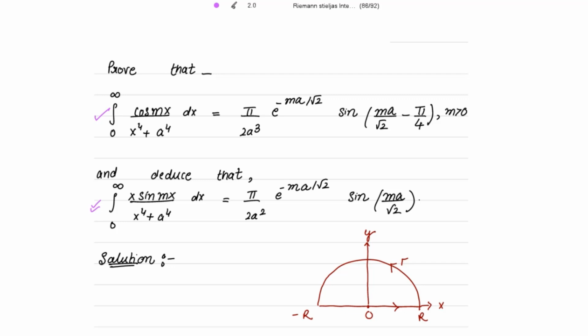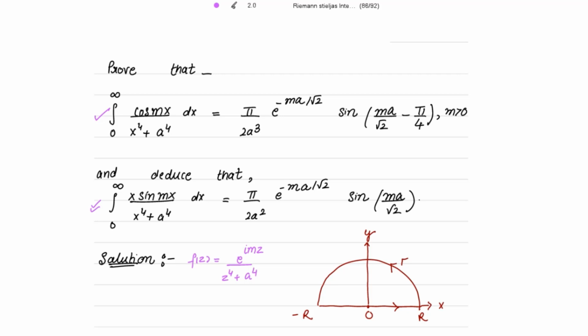As I have said earlier, I have to integrate f of z. Because I have cos of mx in the numerator, I write the numerator as e to the power iota mz, and in the denominator it's the same, z to the power 4 plus a to the power 4. Replace x with z. We will integrate f of z along C, where C is the contour consisting of the real axis from negative R to positive R, followed by a semicircle tau from positive R to negative R in the upper half plane. So the first step is to find the poles.